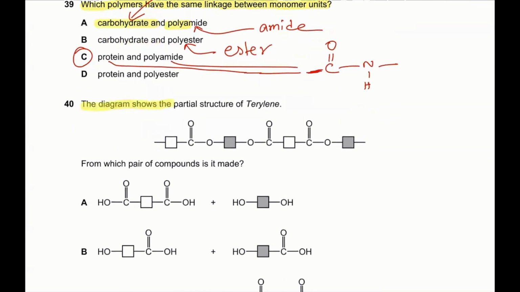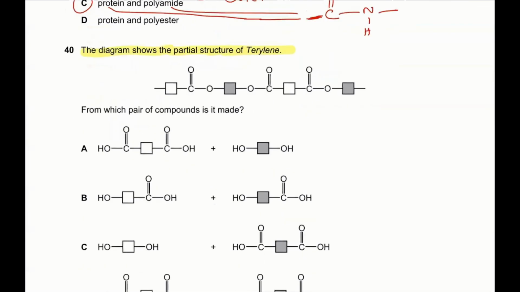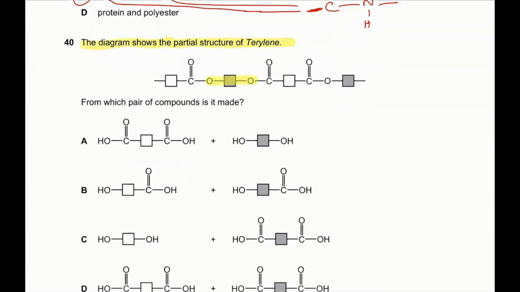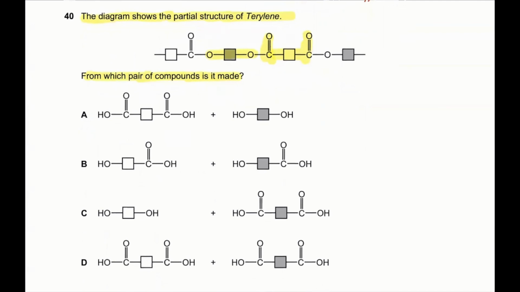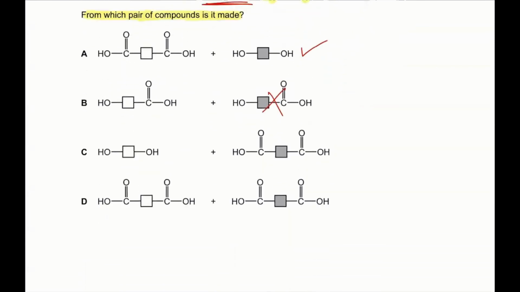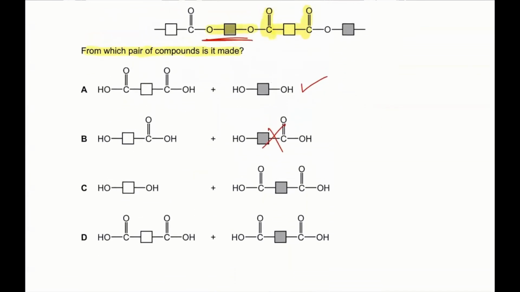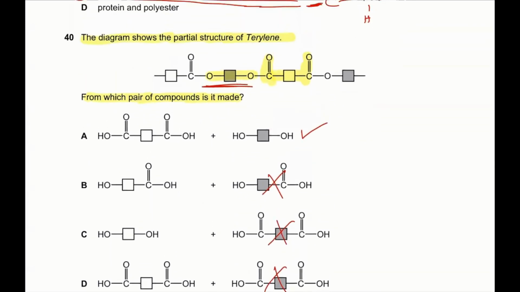Question number 40. The diagram shows partial structures of polyester. We can see polyester made from a dialcohol and a dicarboxylic acid. Which pair of compounds is it made from? So guys, the black box represents alcohol. So this is correct. This is wrong. These all are wrong, guys. Keeping that in mind, for this other structure with the white box, carboxylic acid is represented on both sides. A is the correct answer.